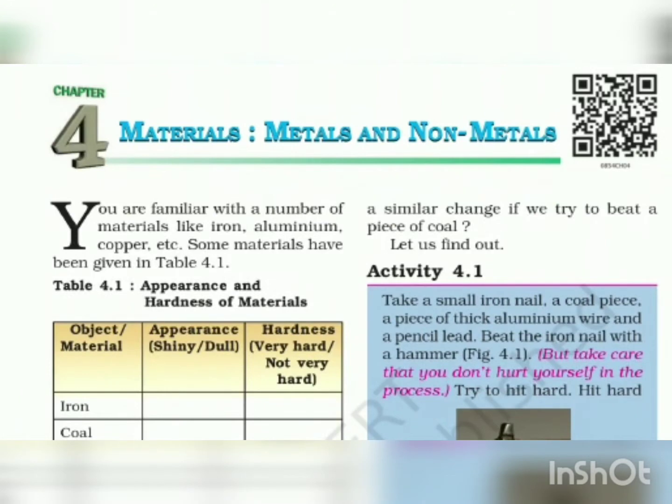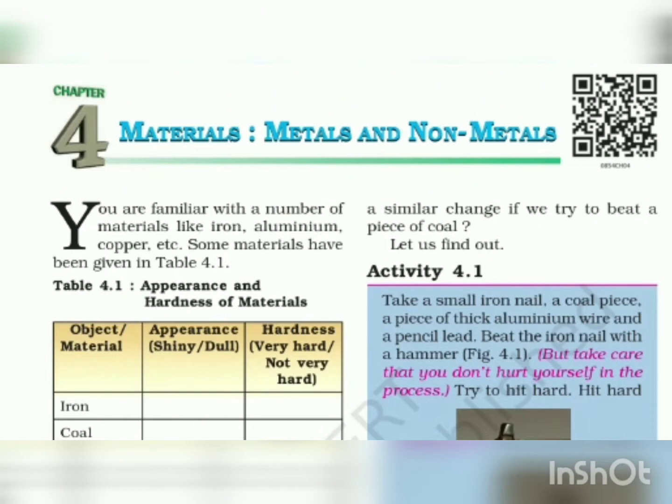Materials, metals and non-metals. What is material? The things around us which we can see and which occupy space. The word material has come from matter. Now what is matter? Any substance that has mass and takes up space by having volume. So we'll now study in detail about metals and non-metals.